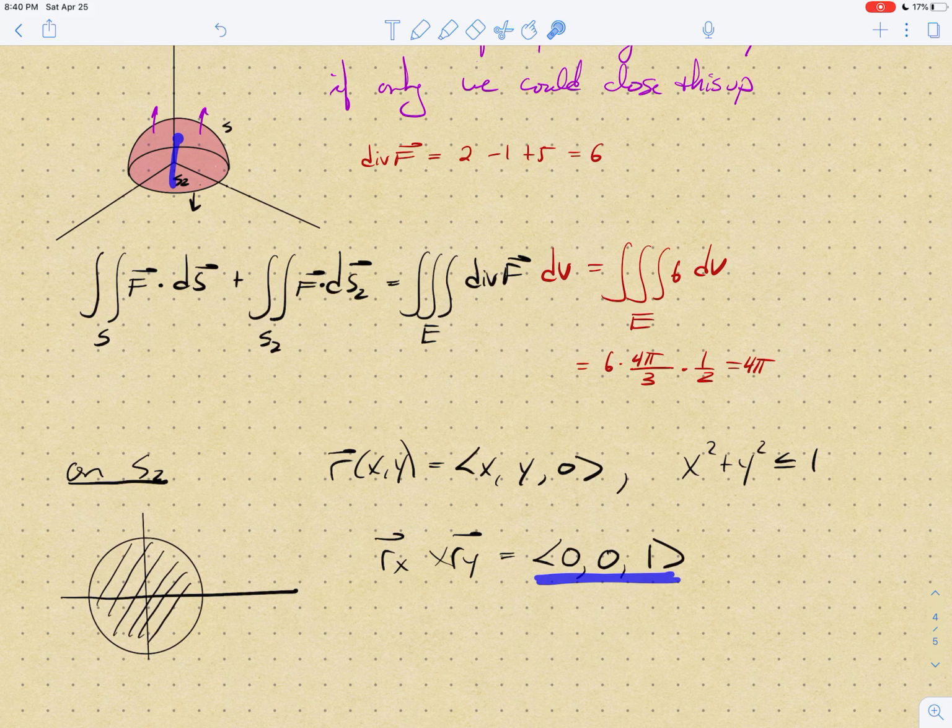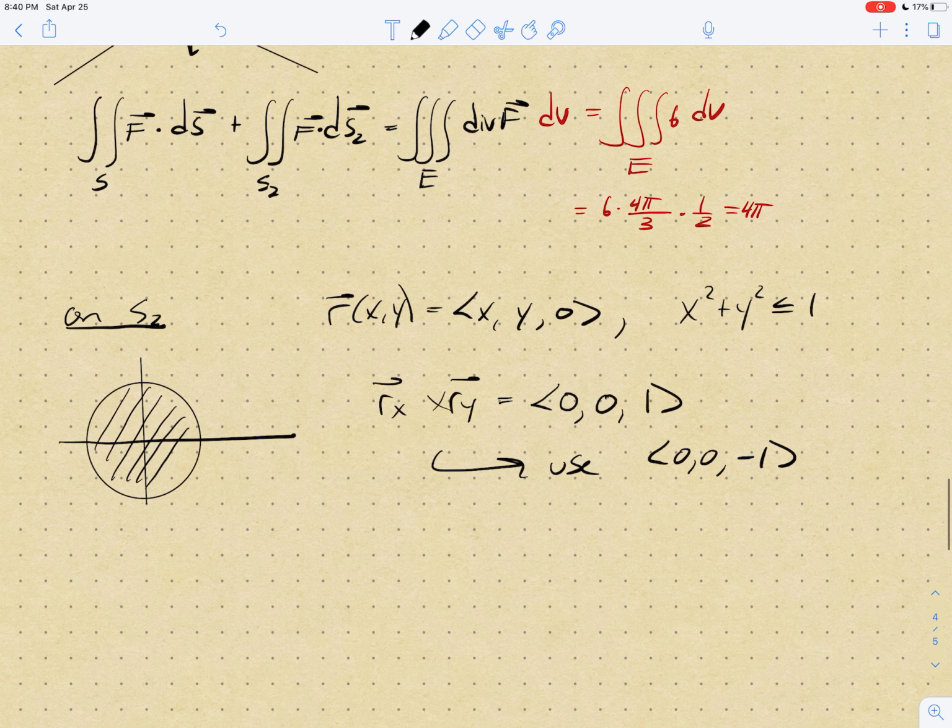Downward. And so this is the wrong orientation. This points up. That's just pointing up in the z direction. So we're actually going to use, let's do this. We're going to use 0, 0, negative 1 pointing down. And so now I end up with the surface integral over the surface S2 of F dot dS2.